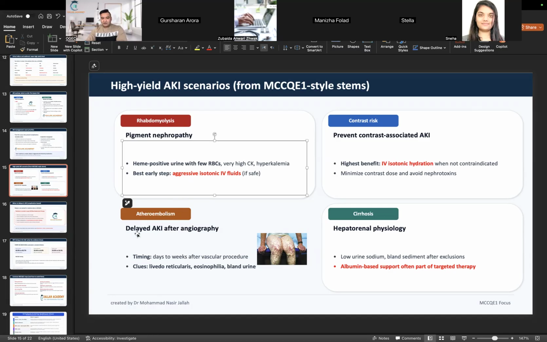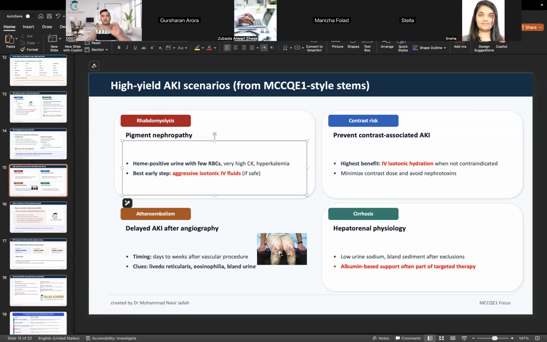Atheroembolism. Atheroembolism: delayed acute kidney injury after angiography. It will happen, but it happens after a few days. For example, the patient had a surgery, the patient had trauma to the vascular, any large vasculature structure, and then the patient developed acute kidney injury. Not only that, the patient developed livedo reticularis, eosinophilia, and bland urine. And this is how it looks.